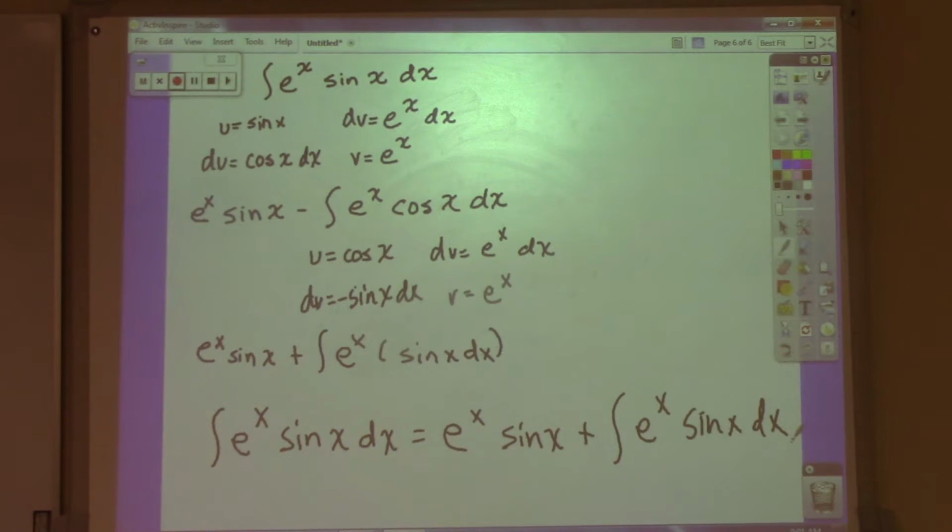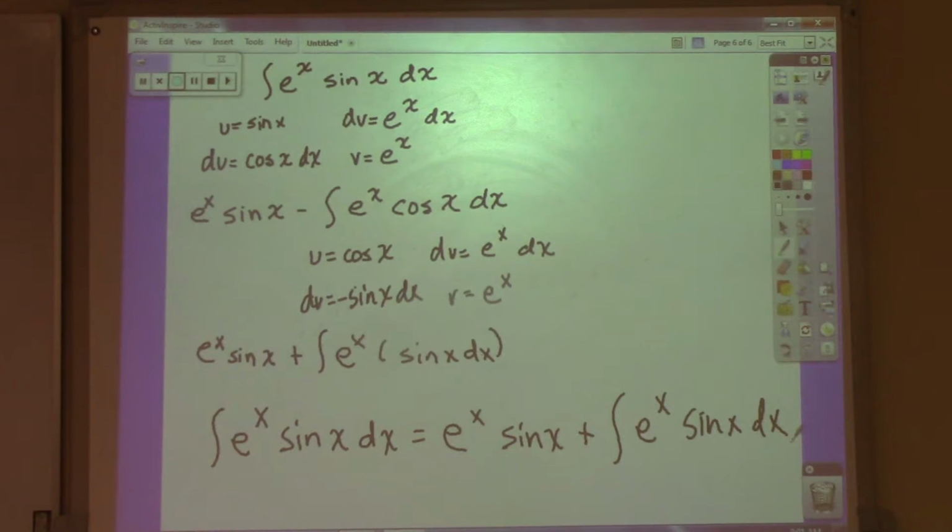Cosine of x, du, e to the x. It'll be negative, like e to the x sine of x minus e to the x cosine of x. And then that would carry over to the positive. I've got to do one more time. It looks to me like I've got to do one more.